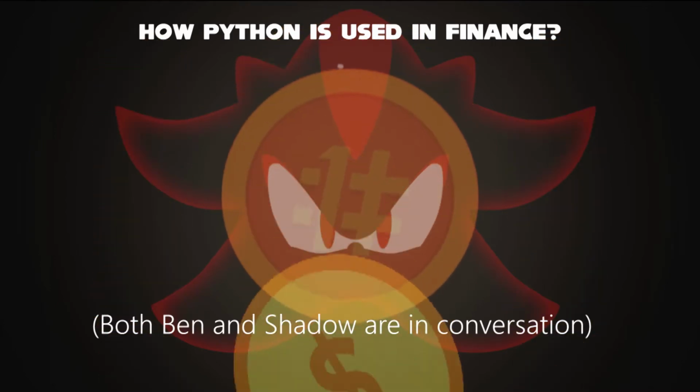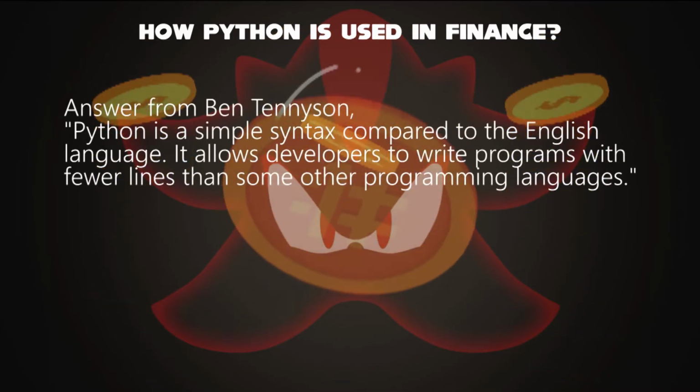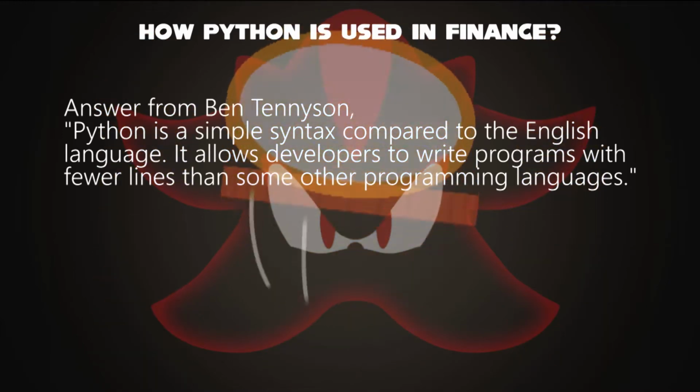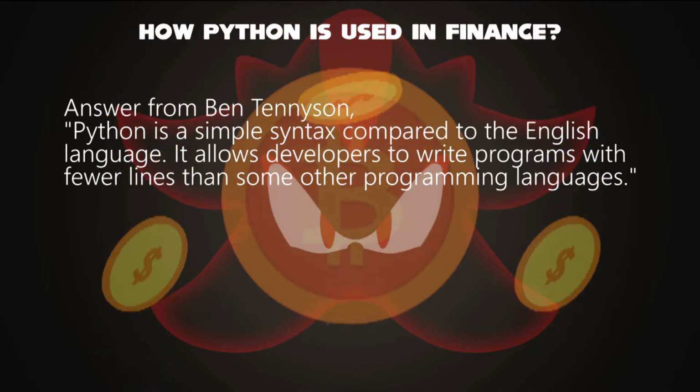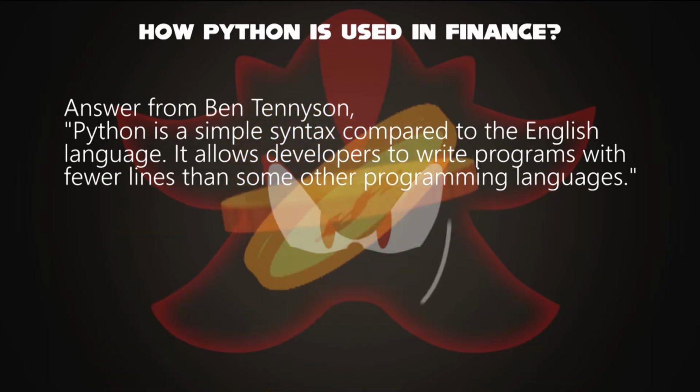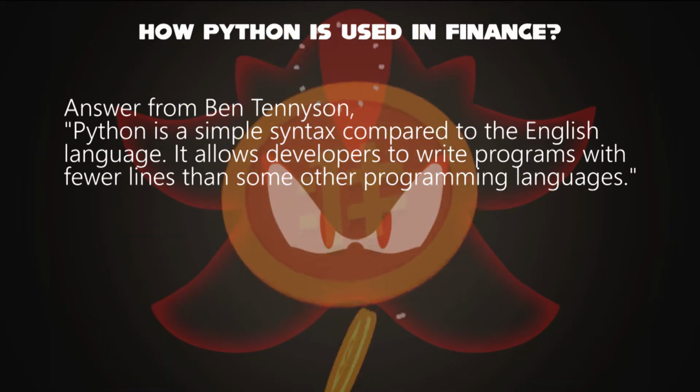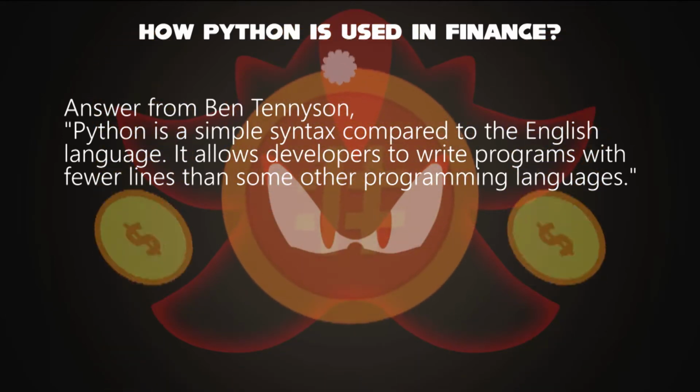Tell me how Python is used in computing systems generally. I know, Shadow. Well, Shadow, Python has a simple syntax similar to the English language. It allows developers to write programs with fewer lines than some other programming languages.